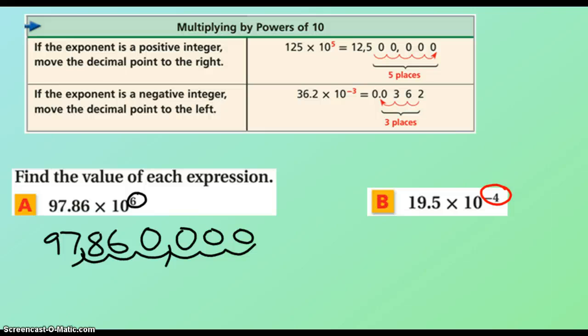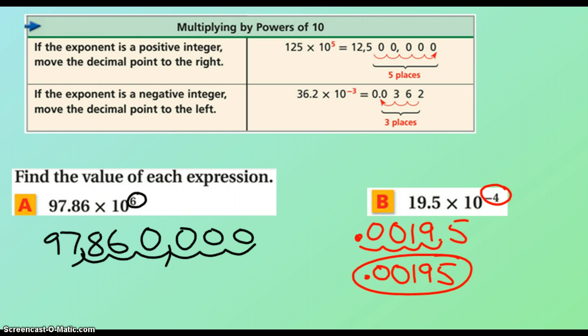The opposite is true when you have a negative power of 10. We take our decimal and we move it 4 spots to the left. 1, 2, 3, 4, and we get 0.00195. Alright?